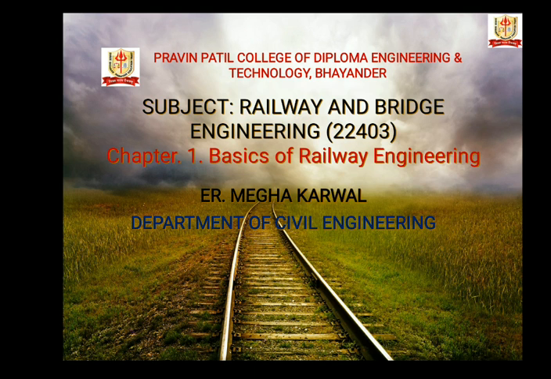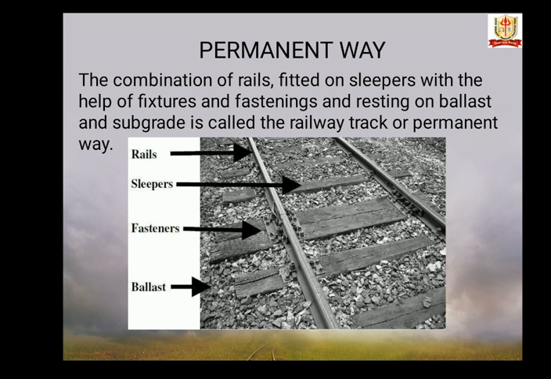So in today's lecture, we are going to start permanent way. The combination of rails fitted on sleepers with the help of fixtures and fastenings and resting on ballast and subgrade is called a railway track or permanent way. The finished or complete track of a railway line is commonly known as a permanent way, and it essentially consists of three parts: rails, sleepers and ballast. The main purpose of permanent way is to provide safe and quick movement between two stations.